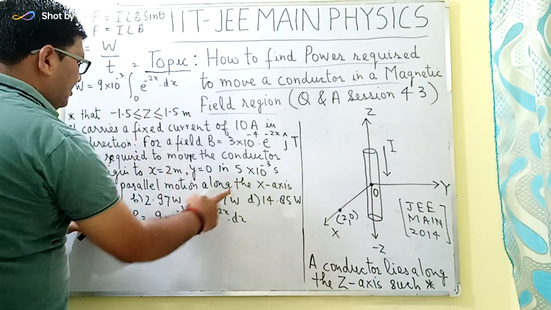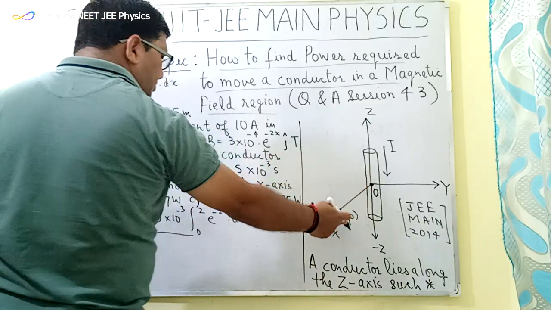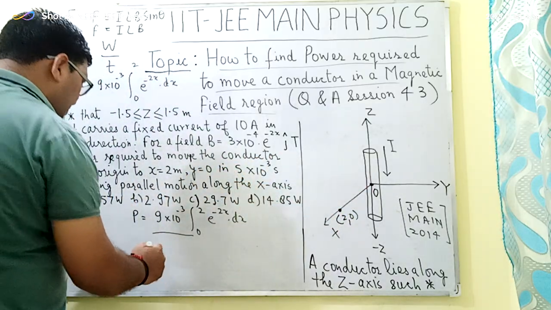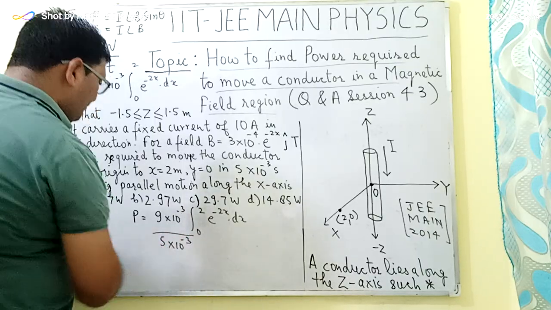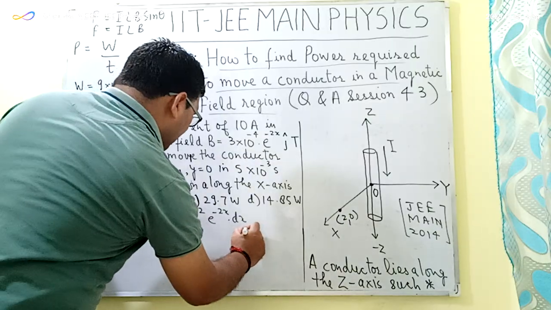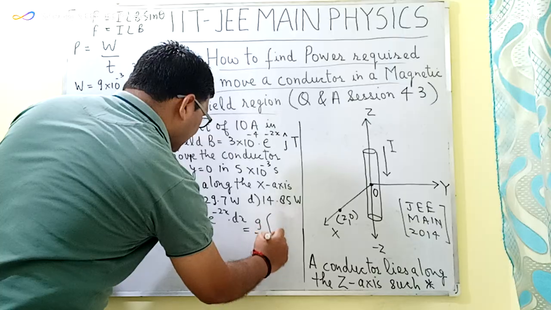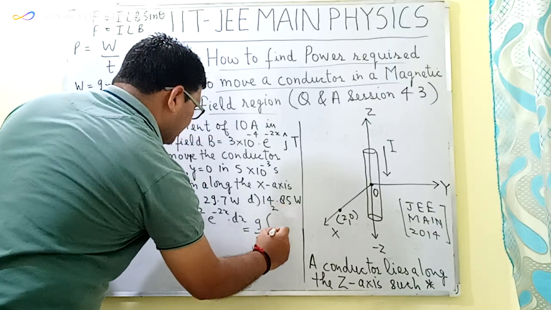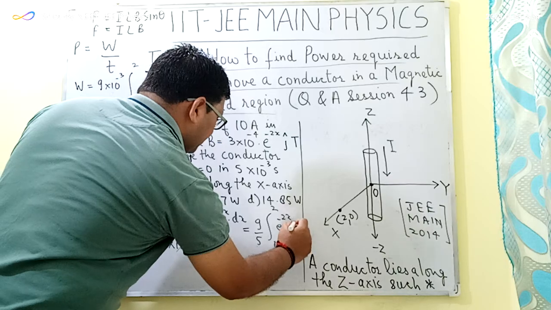the time taken by this conductor to move from the origin to x equal to 2 meters and y equal to 0 meter. This is equal to 5 into 10 to the power minus 3. So this will get cancelled out. So finally it will be 9 upon 5, integration within 0 to 2, e to the power minus 2x dx.